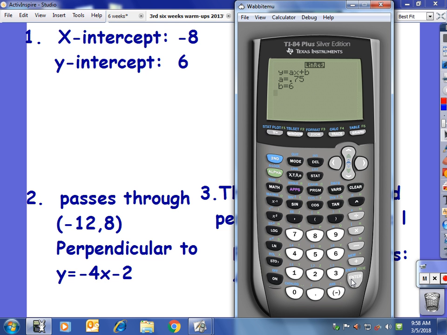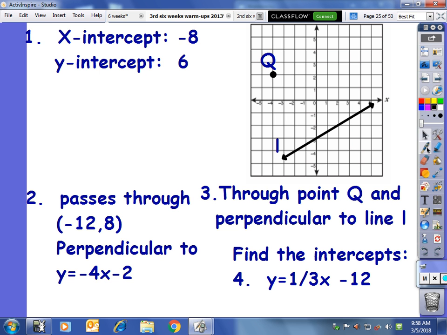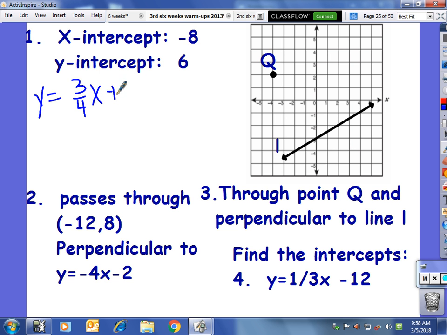And then you just get the calculator to tell you the slope-intercept version, right? So I got y equals 0.75x plus 6. Now normally they're probably going to have fractions, not decimals. So that's y equals 3/4 x plus 6. You have to be very good at converting from one form to another.